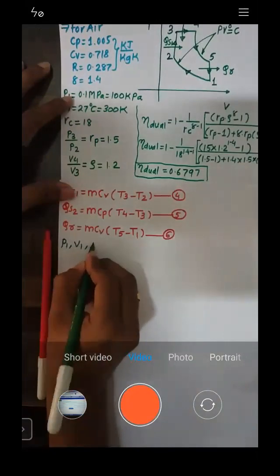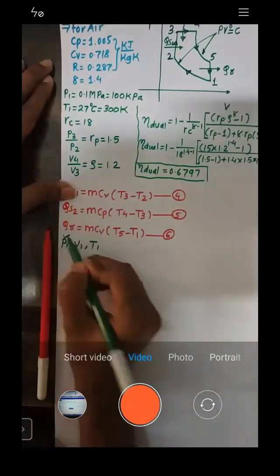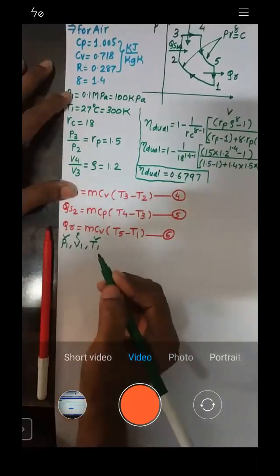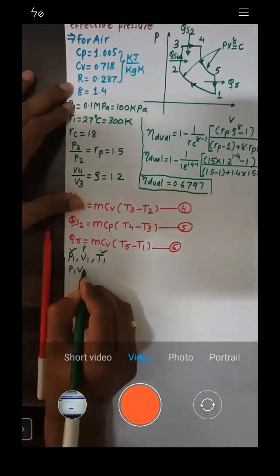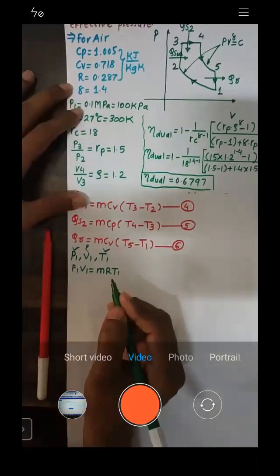P1, V1 and T1. See, P1 is given, T1 is given. We need to calculate V1. How to calculate V1? We will apply the ideal gas equation: P1 V1 is equal to M R T1, right?